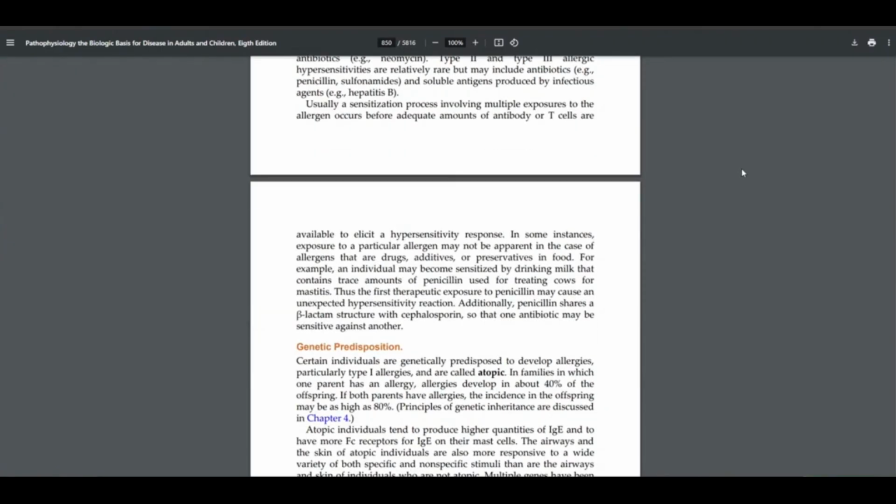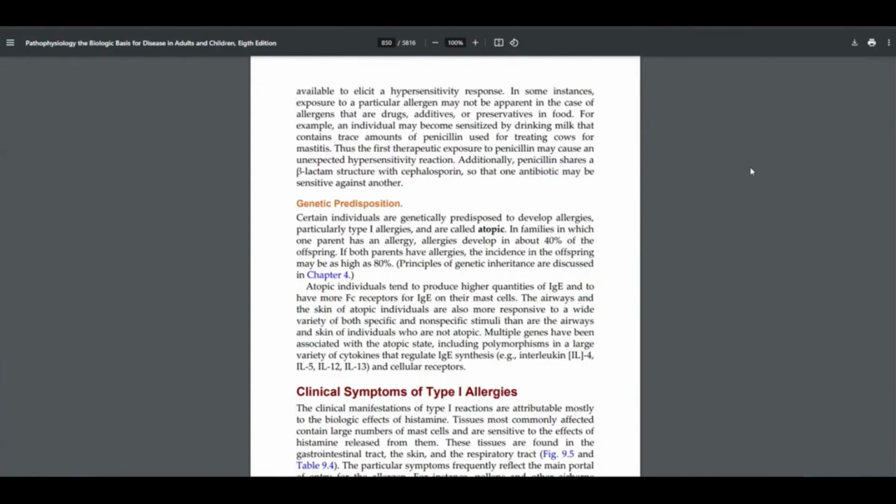Usually, a sensitization process involving multiple exposures to the allergen occurs before adequate amounts of antibody or T cells are available to elicit a hypersensitivity response. In some instances, exposure to a particular allergen may not be apparent, in the case of allergens that are drugs, additives, or preservatives in food. For example, an individual may become sensitized by drinking milk that contains trace amounts of penicillin used for treating cows for mastitis.